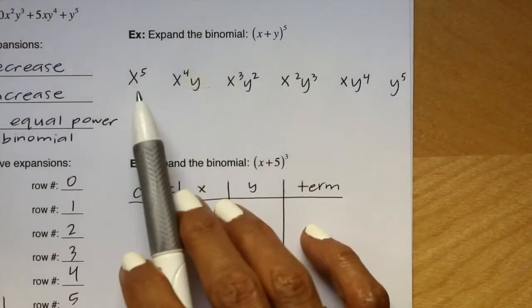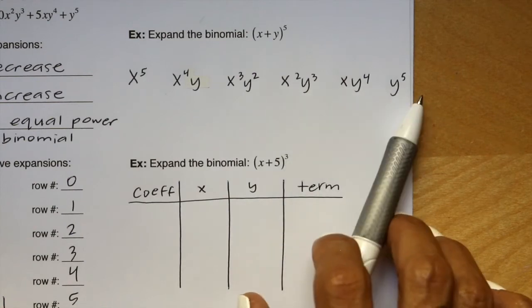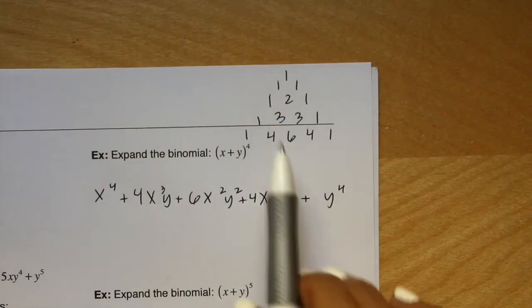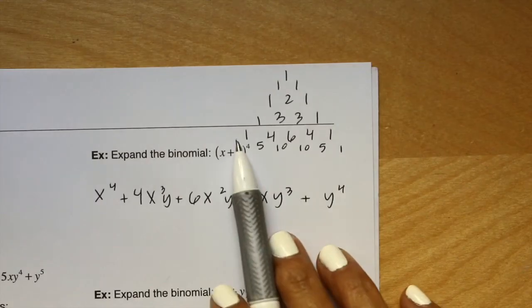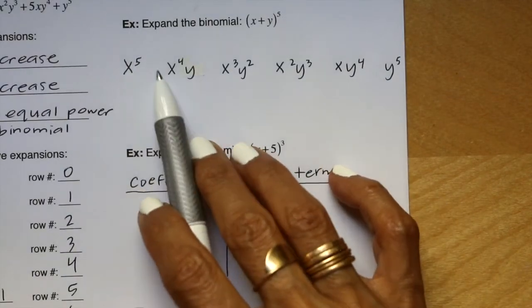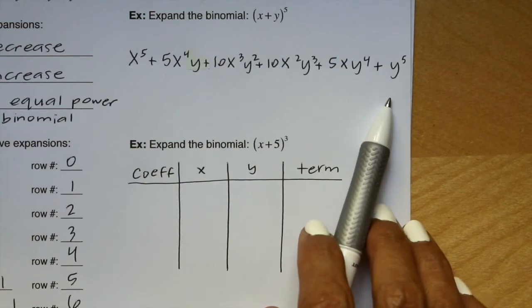And then the y's do the opposite. No y, y to the 1, y to the 2, y to the 3, and so on. Finally, we just need the coefficients. And so again, that's going to be on Pascal's triangle. If I go back up here, I can fill out one more row, and I get 1, 5, 10, 10, 5, 1. So let's fill them in. 1, and then 5, 10, 10, 5, 1. And here's our expansion using the patterns.